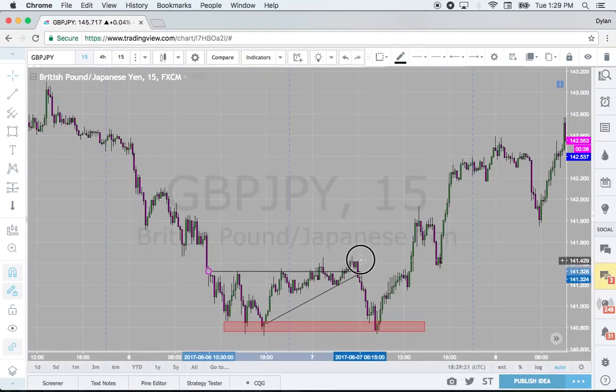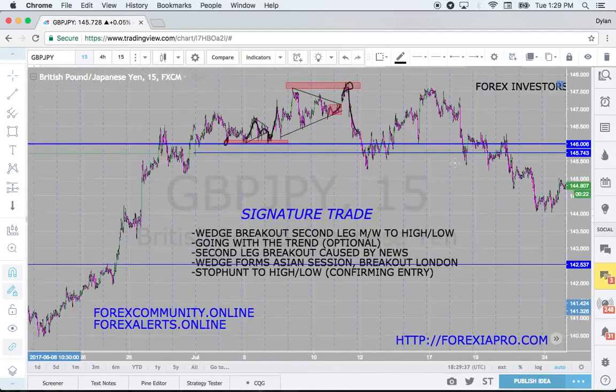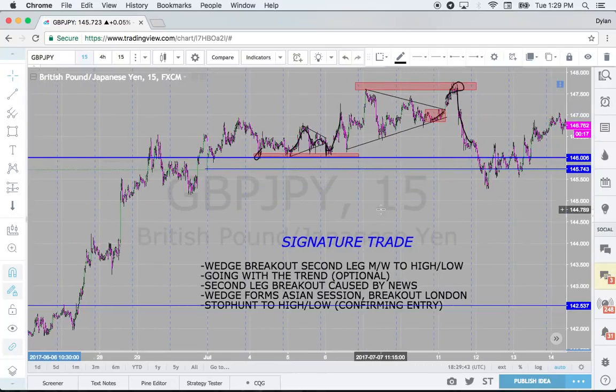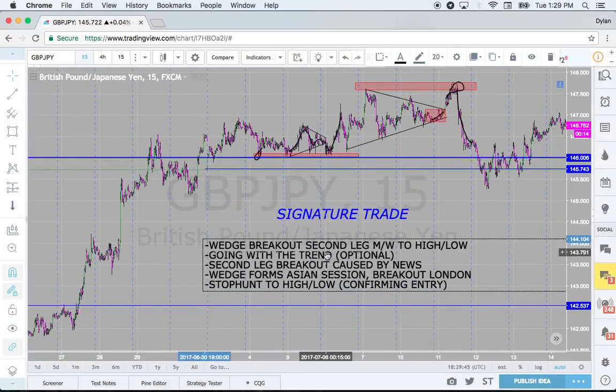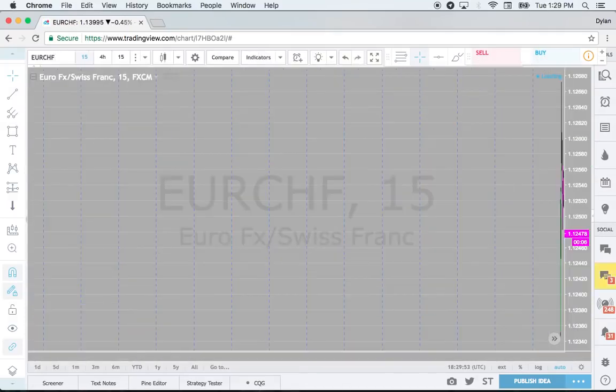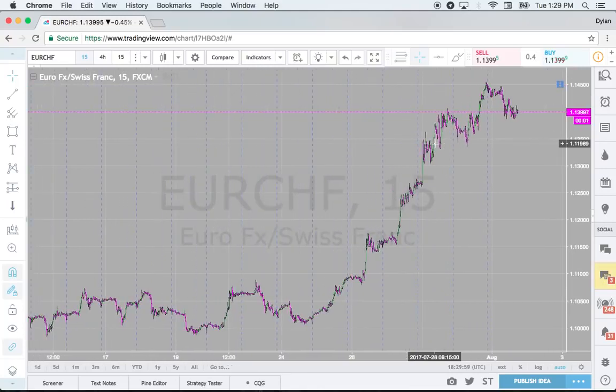So basically that was today's video. Wedge formation, breakout London session to the low of the previous day, and then rise. So yeah, that's our signature trade. This is our signature setup. It occurs, like I said, across all pairs and all time frames. Let's go on a different pair just to check out.